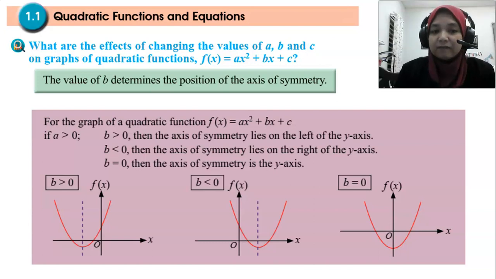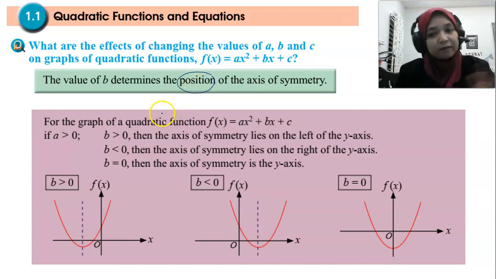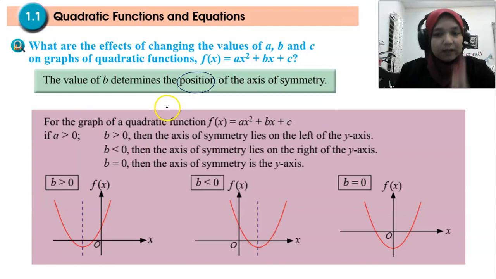Now, the value of b determines the position of the graph. Position, either on the left hand side, the right hand side, or on the y-axis. So look at here. This graph represents b greater than 0. Ini hanya untuk when a greater than 0, semuanya smile face. Shape dia macam ni. So b greater than 0, the axis of symmetry lies on the left of the y-axis.